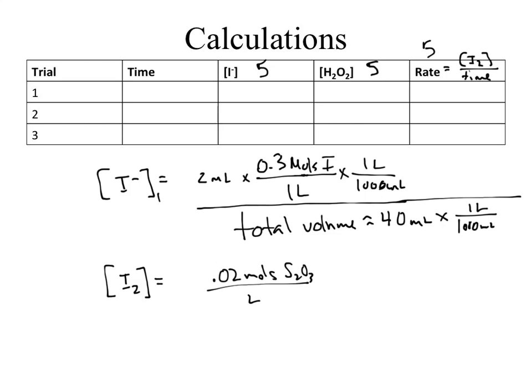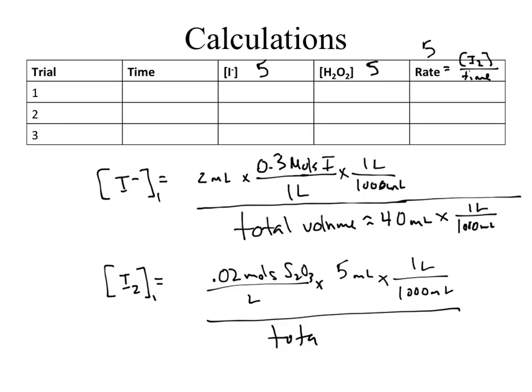How much of that solution did we add? For trial 1 at least. Actually, they're all the same, aren't they? How much was it? 7.5? 5 milliliters. We got our unit conversion. Okay, that gives us the moles of thiosulfate. We want volume, or sorry, molarity, so we'll do our total volume.